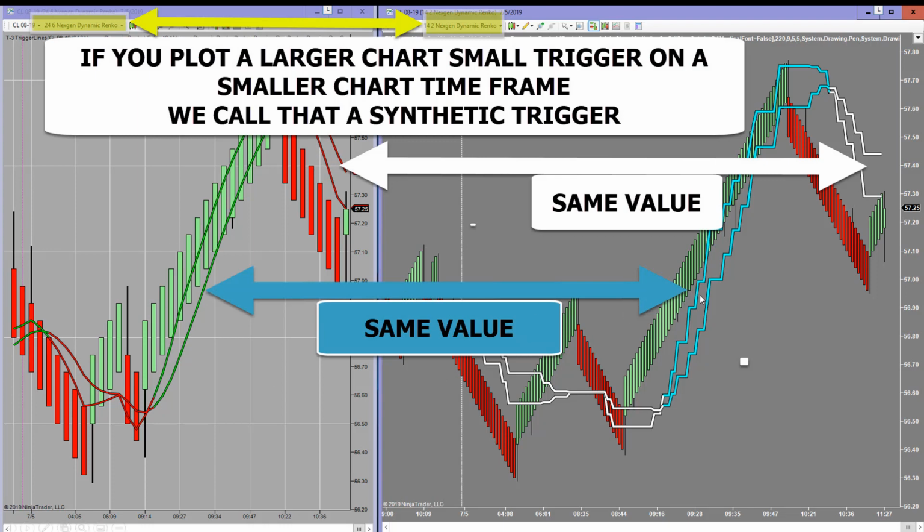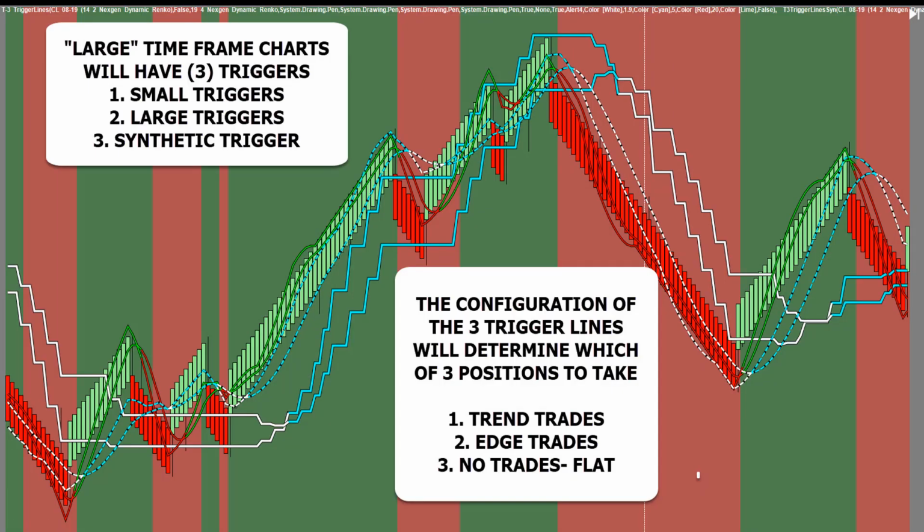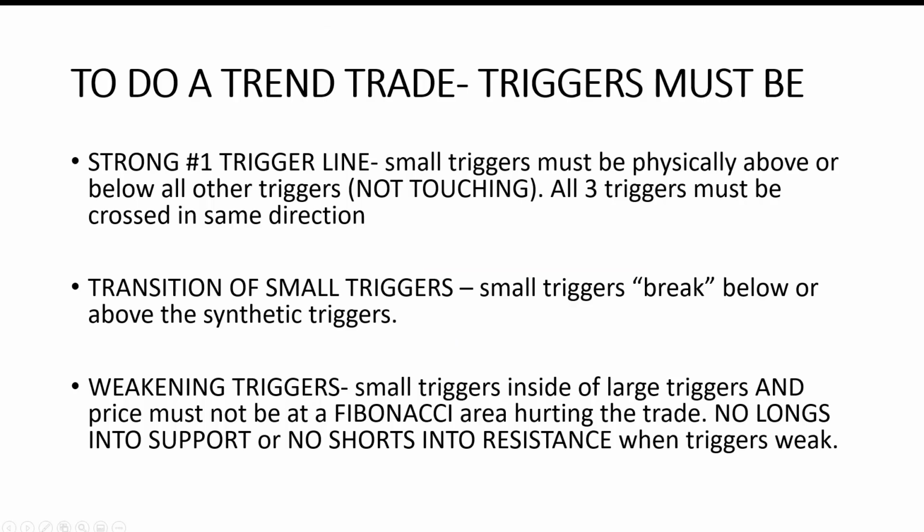Again, you'll see it's a different look, but it's the same value as a large trigger from another chart. So when we look at our larger chart, we're going to end up with 3 trigger lines on that chart: a small trigger line, a large trigger line, and a synthetic stair-stepping trigger line. And this is going to be very important for you because it's the configuration of these 3 trigger lines which will determine one of 3 things: whether you're going to trend trade, whether you're going to counter trend trade, or whether you're not supposed to trade at all.